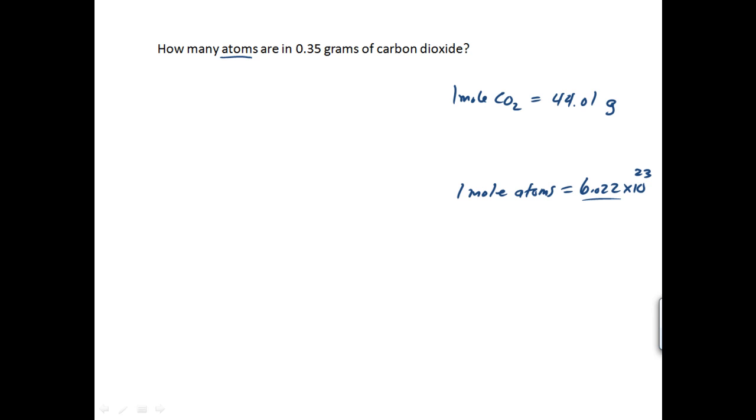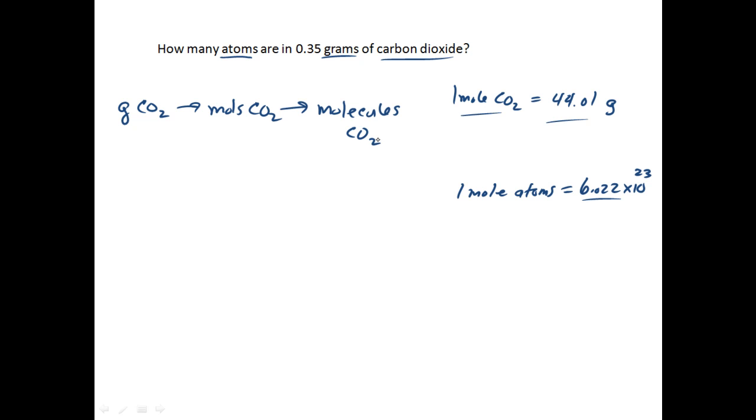And again, atoms clues us into Avogadro's number, and then grams of carbon dioxide clues us into, in order for us to go from grams to atoms, we're going to have to go through moles, so we need the molar mass of carbon dioxide. So that's why we know we need this as well. So here is the hardest part of the problem, coming up with the plan of action. We're going to start with what's given, grams of carbon dioxide. We're going to change that to moles of carbon dioxide. And then once we get to moles of carbon dioxide, we're going to convert that to molecules of carbon dioxide.